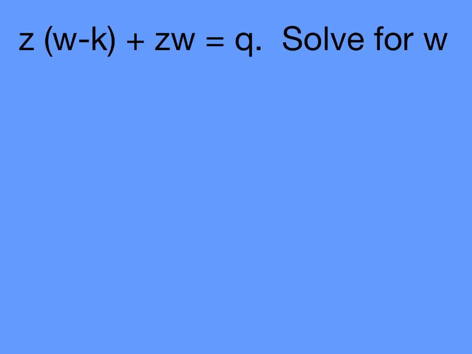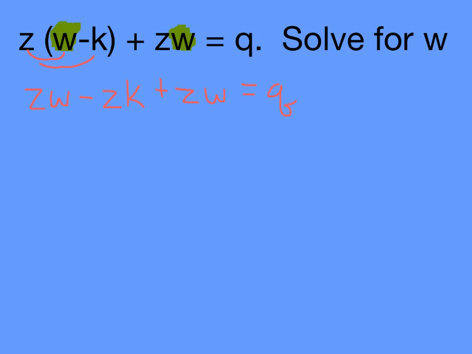Last one, all variables this time. Nothing changes. z times the quantity w minus k plus z times w equals q. Solve for w. Remember here, we want to solve for the w, so w has got to stay on this side. It can't move to the right. So first thing again, distributive property. There's the parentheses. z times w minus z times k plus z times w equals q.